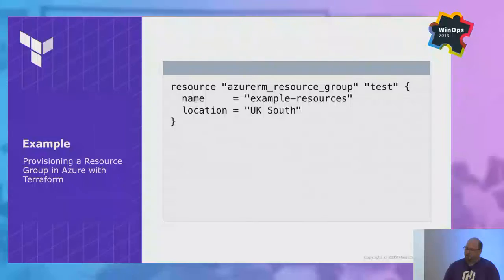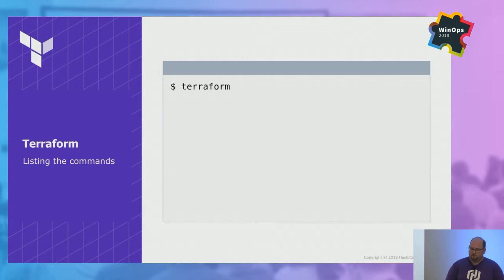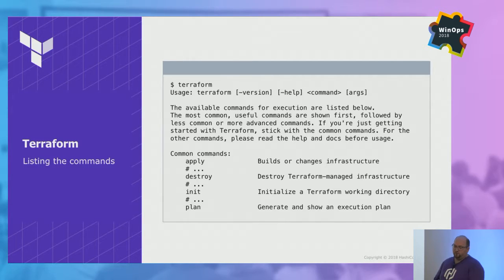So this is what a resource looks like in Terraform. But how do we go from this to actually provisioning the resource group? Terraform itself is a command line application, so we can just download the binary and run Terraform on the command line, and it'll, by default, show us what commands are available.